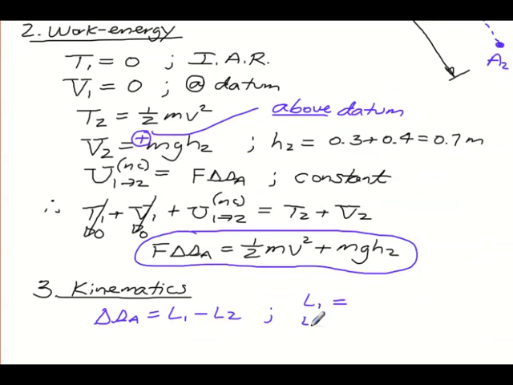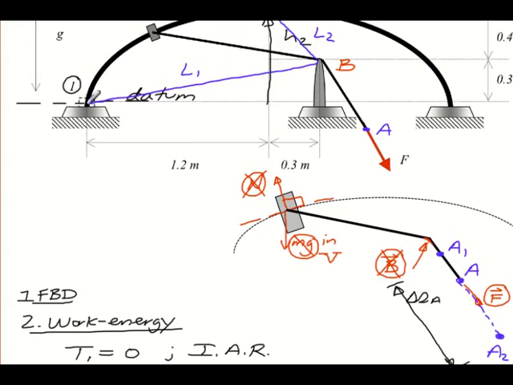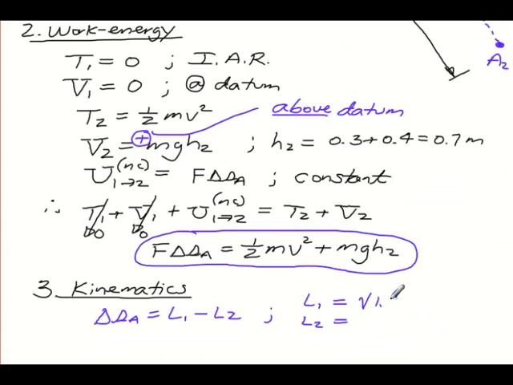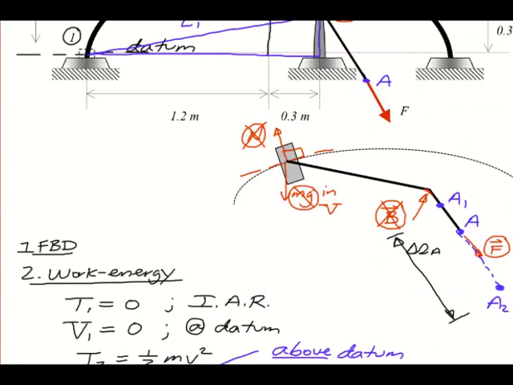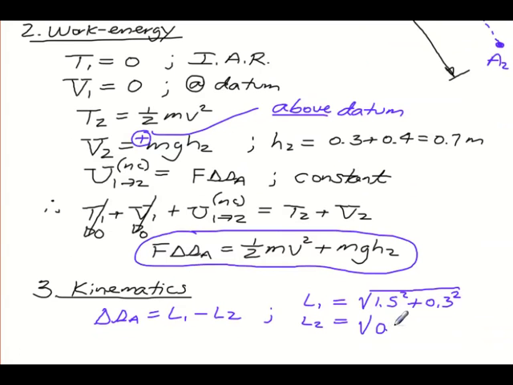And we'll get these numbers from our picture. L1 is going to be equal to this side squared plus that side squared. So that's going to be the square root of 1.5 squared plus 0.3 squared. What's L2? Well, L2, the legs of that right triangle: one leg is 0.3, this distance there. The other leg is 0.4, so it's going to be the square root of 0.3 squared plus 0.4 squared. So that's a number for L1, a number for L2, and therefore we have a number there for delta SA.